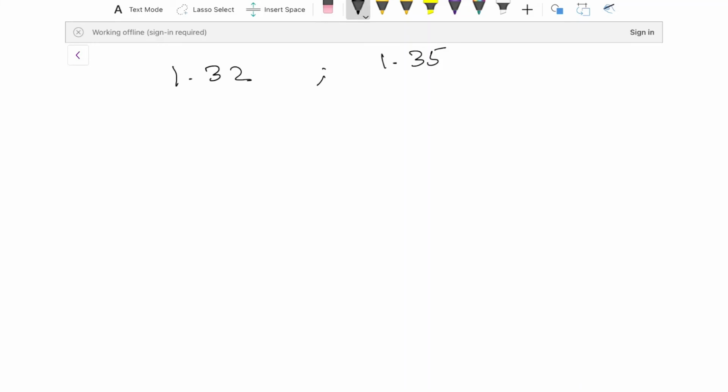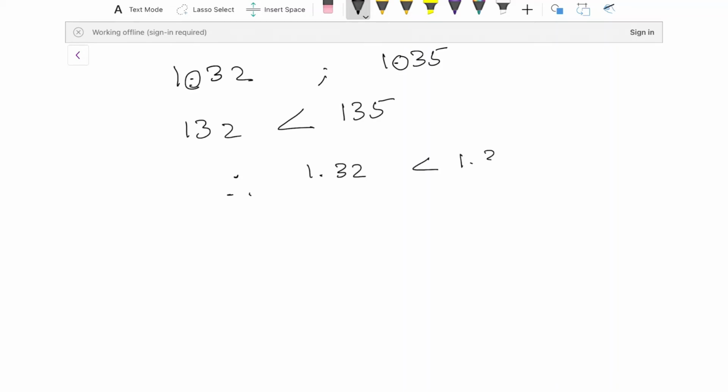So how do we compare these decimals? To compare these decimals, you just have to ignore the decimal point. 1.32 is 132 and 1.35 is 135, and you have to just compare 132 and 135. 132 is obviously less than 135, therefore 1.32 is less than 1.35. Let's take another example.